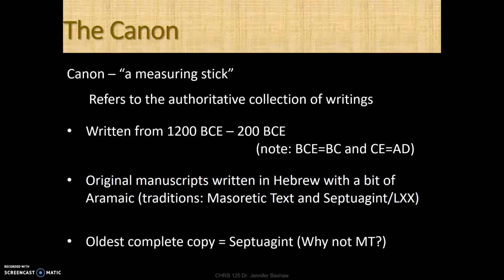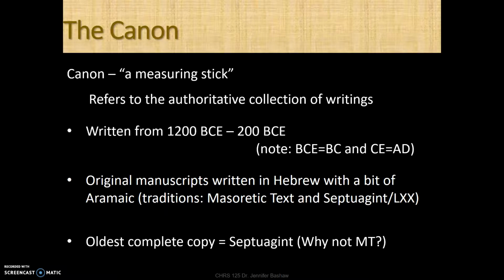But these original manuscripts were written in Hebrew, mostly. There's a little bit of Aramaic throughout the Old Testament. And there are 2 major strands of tradition that you can read about in your textbook, the Masoretic text and the Septuagint, the Masoretic being the Hebrew version, and the Septuagint being the Greek translation of the Hebrew Bible.